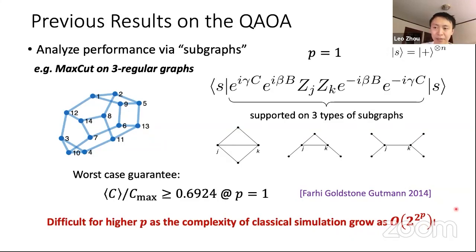doubly exponentially in p. To see this, the size of the subgraph grows exponentially in the degree and depth. And if you want to actually evaluate this expectation value, you would need a Hilbert space size that grows exponentially in the size of the subgraph. Together, using the subgraph method, the complexity is doubly exponential in p, and you can see that very quickly, even for p equals 2 and 3, this is essentially intractable.